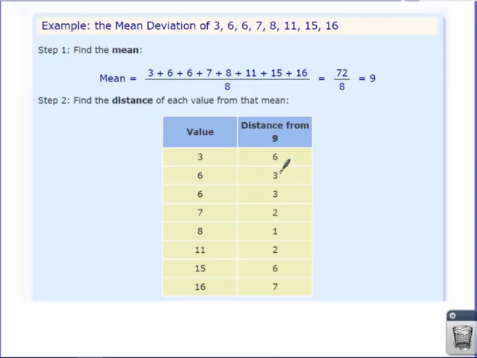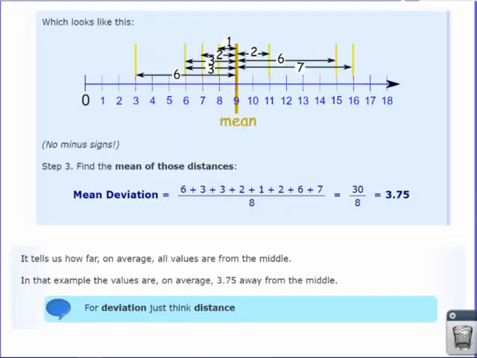So step number 1, find the mean of the data. Step number 2, find out how far each data value is from that mean by doing the value minus the mean to get its distance from the mean. The third step then is to find out what is the average distance. So we take those distances, we add those together, we divide by 8 again, and you end up with 3.75.